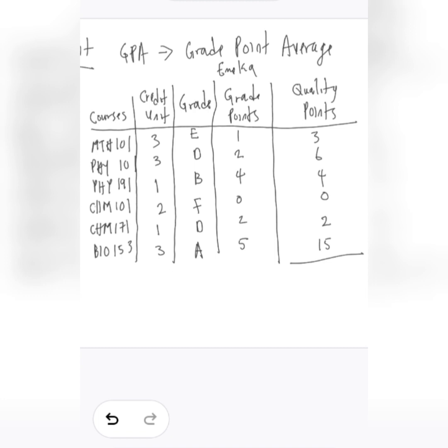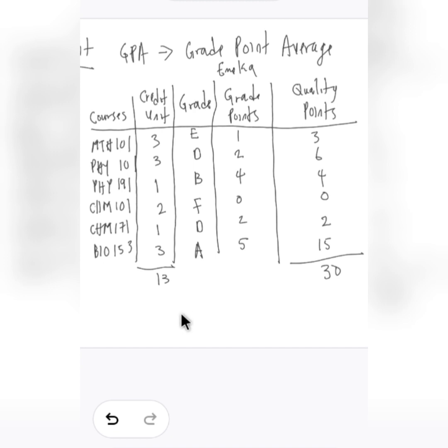So let's calculate. We have 3 plus 6 plus 4 plus 0 plus 2 plus 15. This gives 30. So the total of Emeka's quality points is 30. Now you go over to the credit unit. Some people call it credit unit, some call it credit load, some call it unit load. Whichever name they use for it is the same. So we're going to total the total credit load Emeka is offering this semester. So 3 plus 3 plus 1 plus 2 plus 1 plus 3. Everything gives 13. So 13.